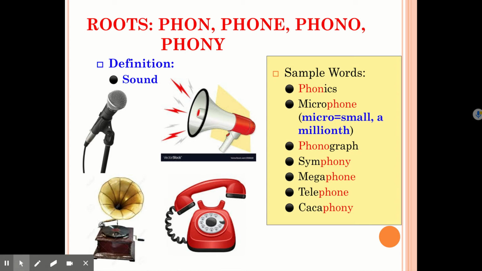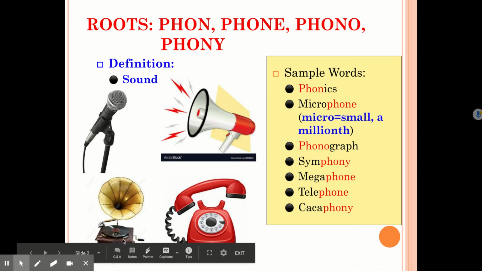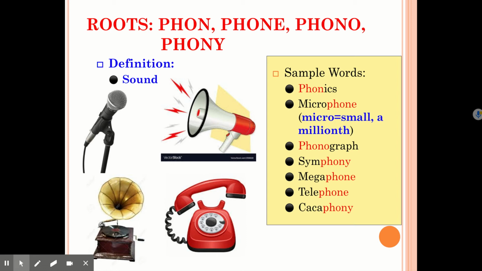Then we have phonograph. Here is a picture of a phonograph. That is an instrument which reproduces sound, speech, music. For example, it's an old record player. Then we have symphony, which is a harmony of sounds. For example, there would be different musicians playing different musical instruments all together at the same time to produce a harmonious sound of music. Then we have a megaphone.